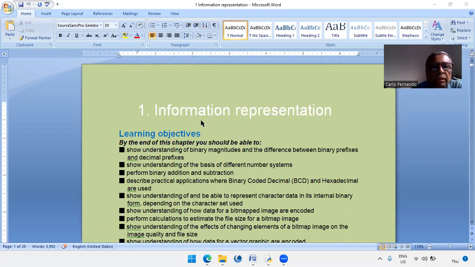Okay, welcome to this computer science course. The first chapter is information representation. And the learning objectives are these. By the end of this chapter, you should be able to show understanding of binary magnitudes and the difference between binary prefixes and decimal prefixes.